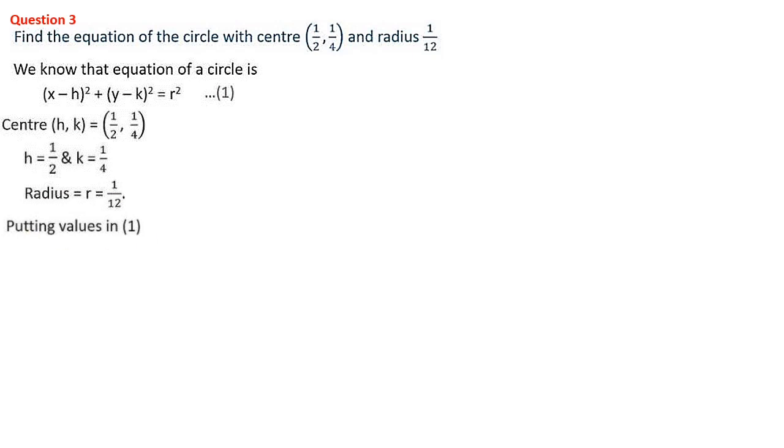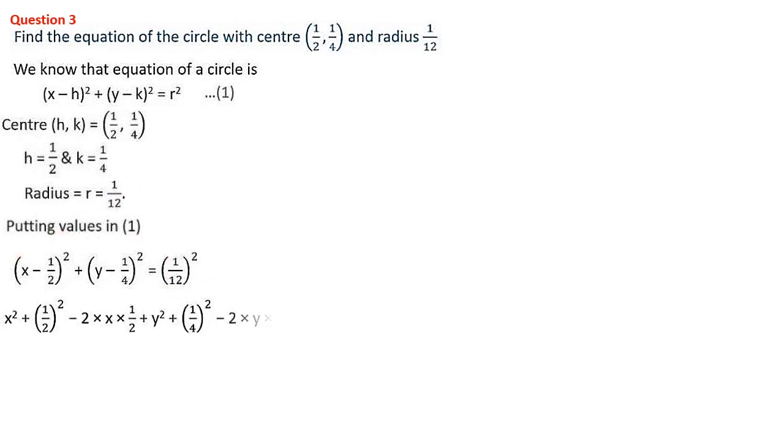Then putting the values, just we can put in the values in 1. X minus h, here h is 1 by 2, so x minus 1 by 2 the whole square plus y minus k, k is here 1 by 4, so y minus 1 by 4 the whole square equal to r square is 1 by 12 the whole square. Substitution is over. Now calculation part.